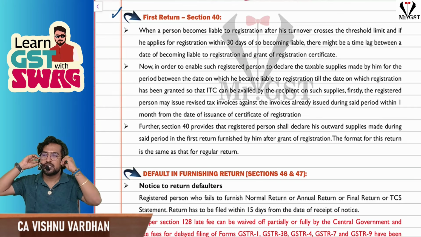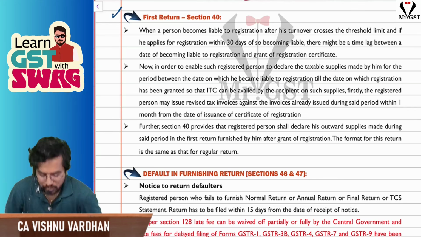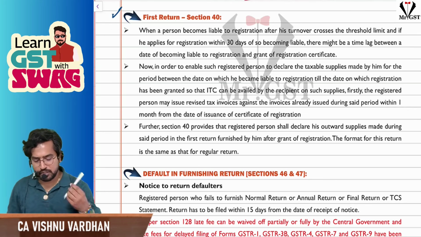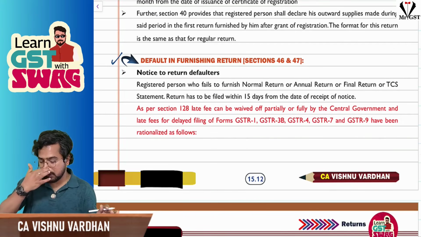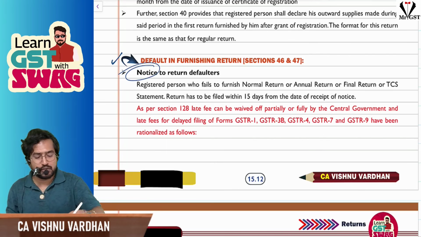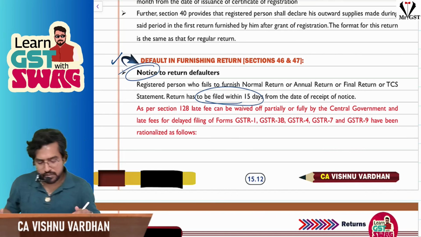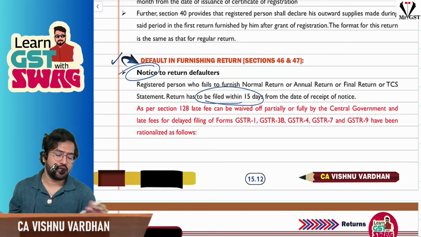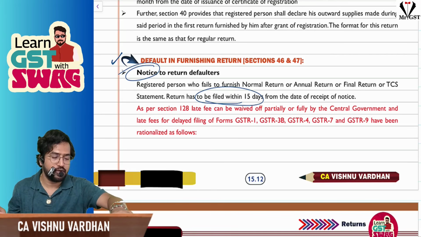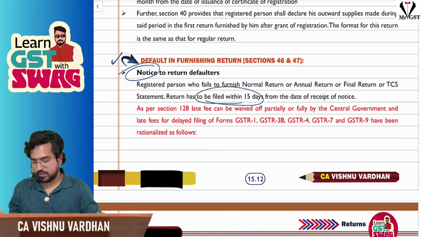So first return is just for the purpose of what? Declare revised tax invoices to the portal. Clear? Shall we continue? Next, what is the next one? Default in furnishing the returns. If you default in furnishing the returns, first of all you will get a notice, and when you get the notice for default in furnishing the returns, you should file the returns within 15 days. Otherwise, you will be subjected to what? Late fees for delay in filing of returns. Am I clear? Everybody? Yes.